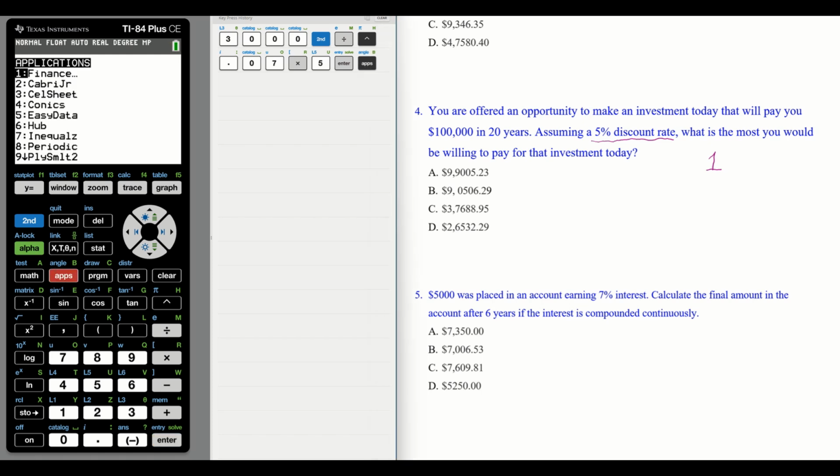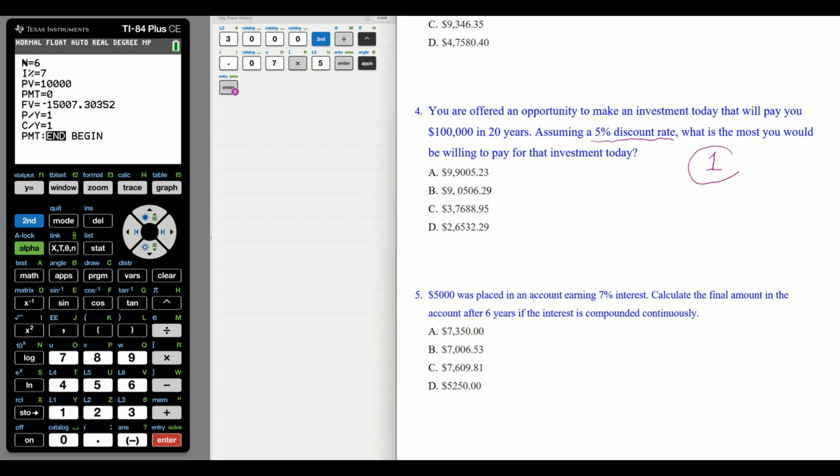Let's go to it and push 1. Okay, now we're looking at 20 years and it's 20 times 1 again. That's why I wrote the 1 down. So we can go ahead and put that in as is. Our interest rate is 5. Remember, when you're using the app, do not change that interest. Just push the button.